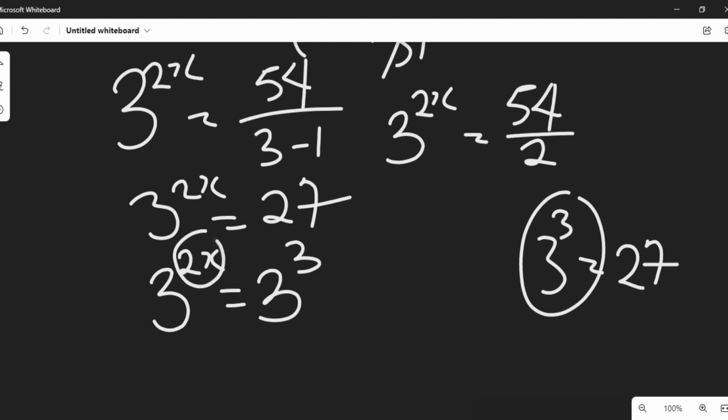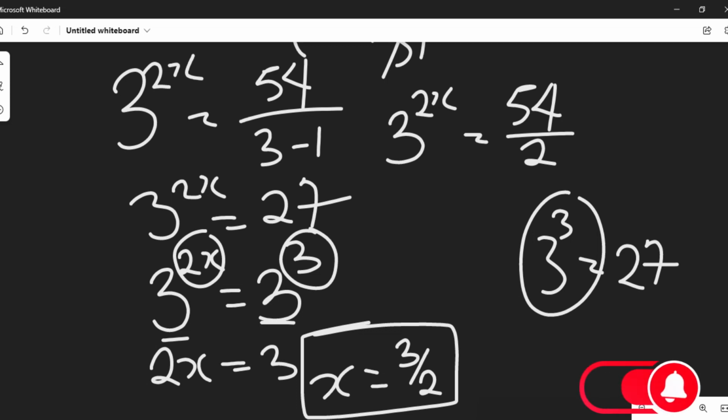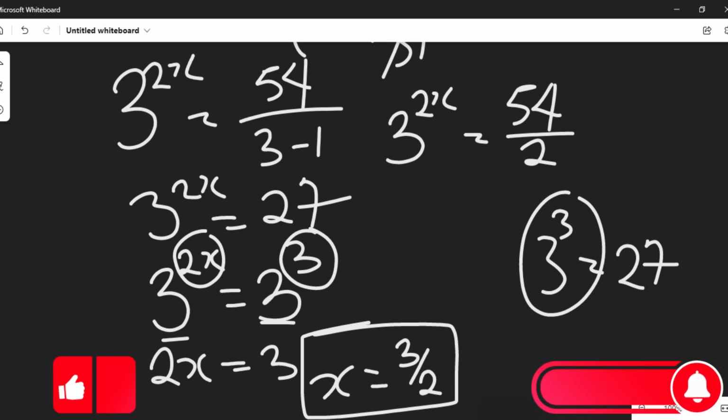So you can notice that we have a common base, and since we have a common base, the power exponents can be equated. So we'll have 2x equal to 3. And from that expression, dividing both sides by 2, x will be equal to 3 over 2. So the value of x that satisfies that exponential equation is x equal to 3 over 2.